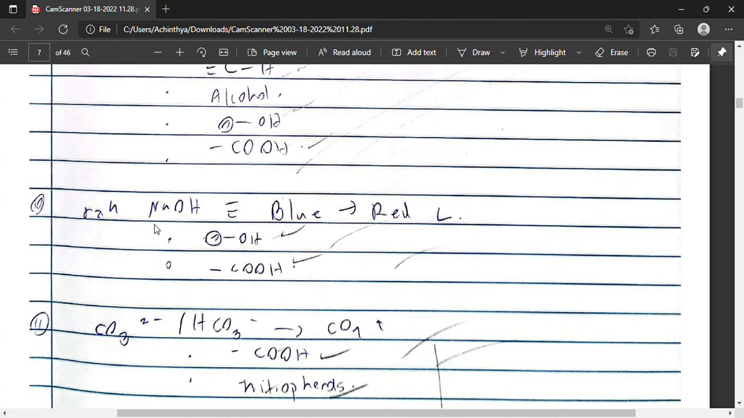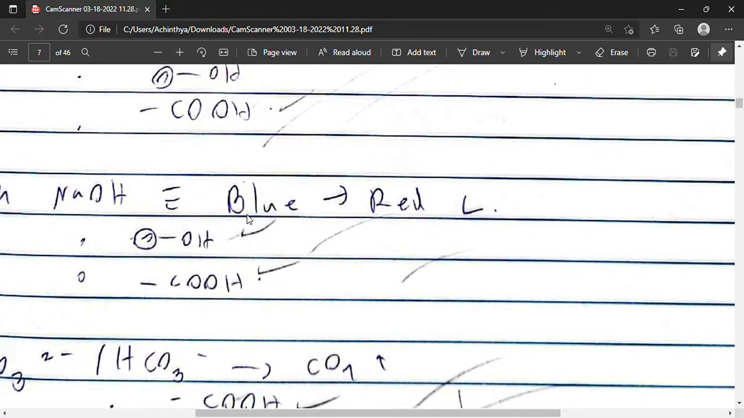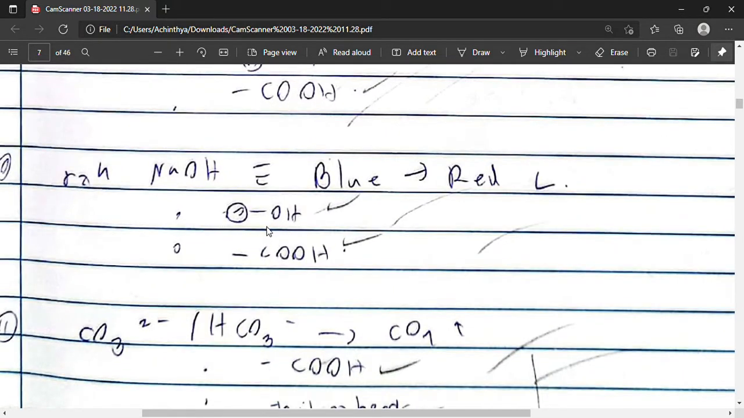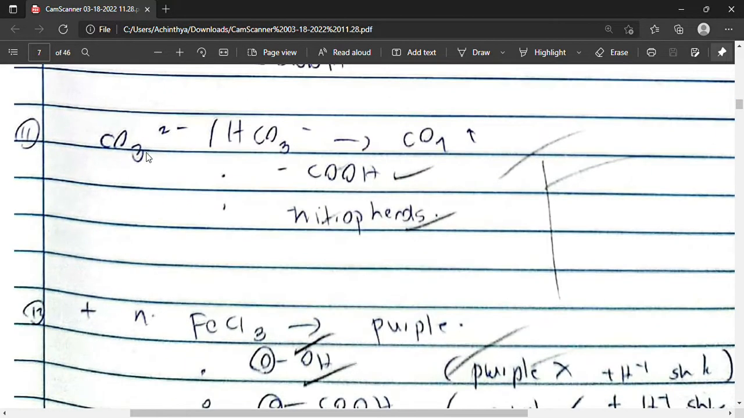What does it mean if we find a compound which reacts with sodium hydroxide and does not produce that big temperature change, but turns blue litmus into red litmus? Then the compound you have is either a phenol or a carboxylic acid. What does it mean if a carbonate or a bicarbonate solution is added and carbon dioxide is evolved? Basically it means what you have is either a carboxylic acid or specific types of nitrophenols, which I will get into in a later video.